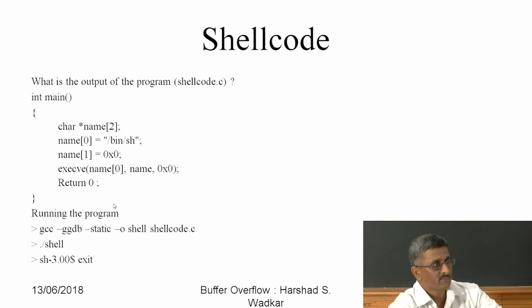There is a character star name of size 2. Name of 0 is the first location, which contains /bin/sh. Name of 1 is 0x0, and then there is a system call execve with name 0, the command name, and 0x0. When this program executes, what will happen is given below.